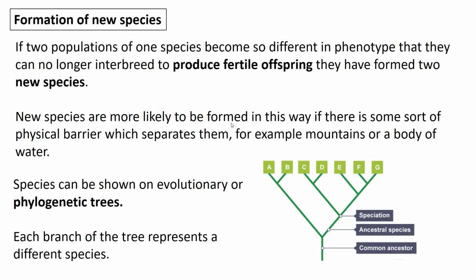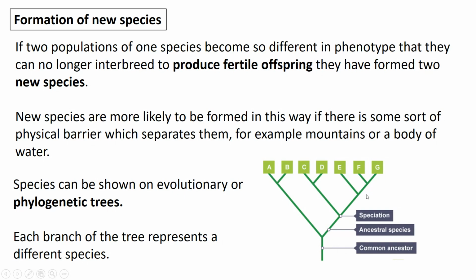Species can be shown on evolutionary or phylogenetic trees, and this is a phylogenetic tree diagram here. And what you'll see is that at each branch of the tree, you get a different species. So the current species, A, B, C, D, E, F, and G, they're present day. And as you go down towards the trunk of the tree, that's more time, longer ago.